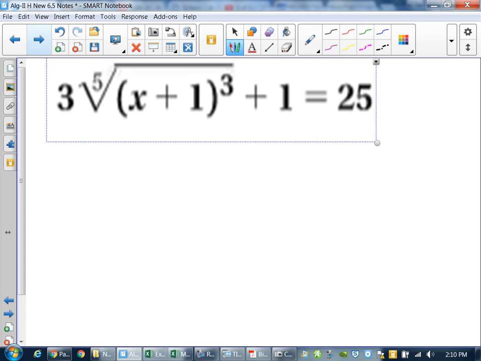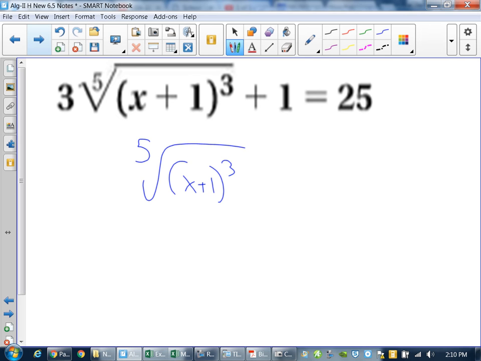And basically, yeah, you guys are right. There's a couple ways of going about this. Obviously, is everybody okay with the fact you have to subtract 1 then divide by 3 right away? That's what you have to do first. So if you do that, you get the 5th root of x plus 1 quantity cubed is 8.